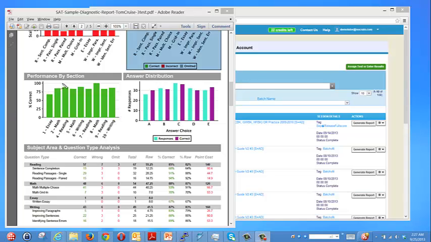Performance by section graph shows the student performance in the test over time. This provides insight into student stamina or tiredness factor. Many times, student performance will drop in the latter part of the test, which indicates that the student is getting tired after a couple of hours and they need to practice for stamina.